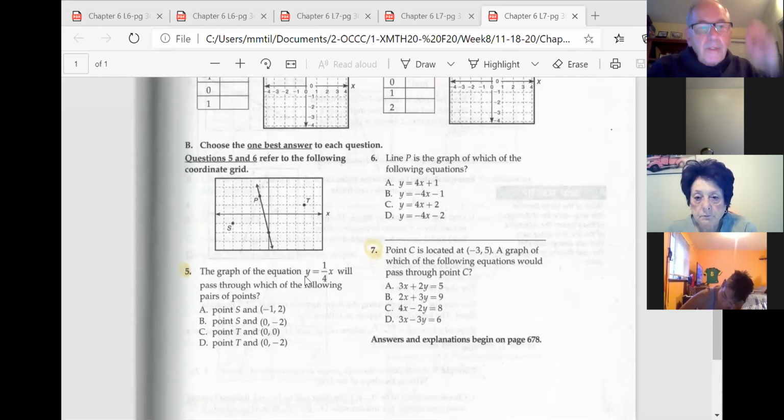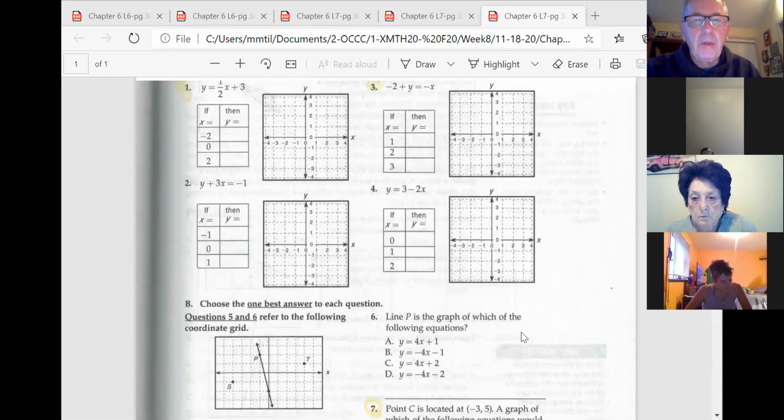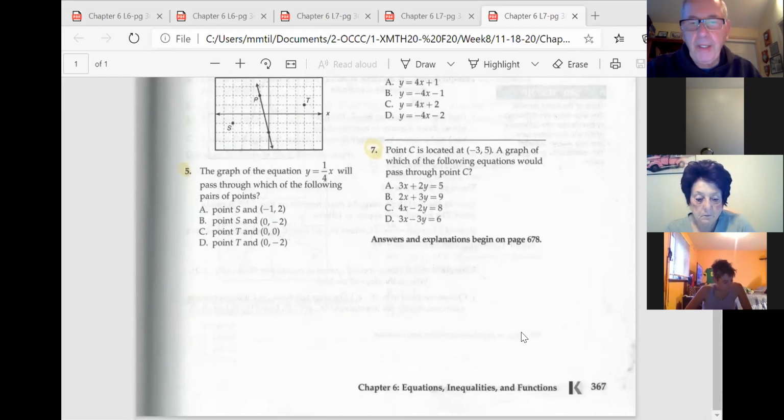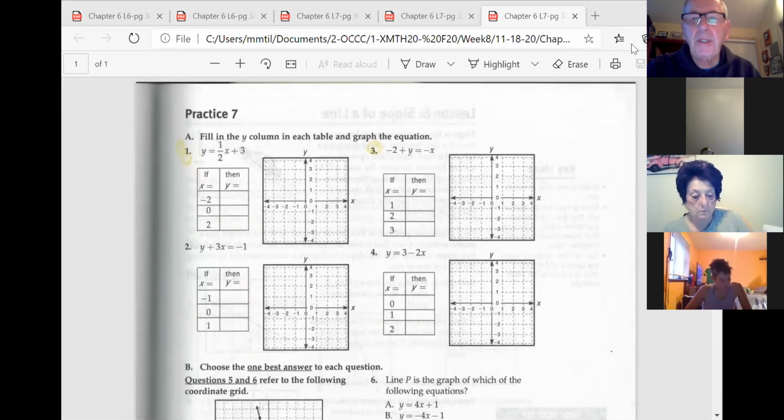Okay, and the rest of these is just finding what point satisfies that equation by plugging in the x and y into this equation to see whether it's balanced or not, whether it's equal, whether it's true. Okay, that's all we're doing there. Okay, so let me go on to the next page, 368. Go to 368.